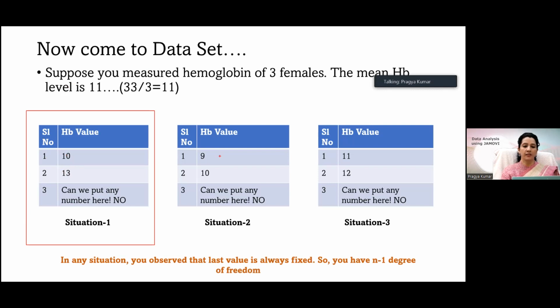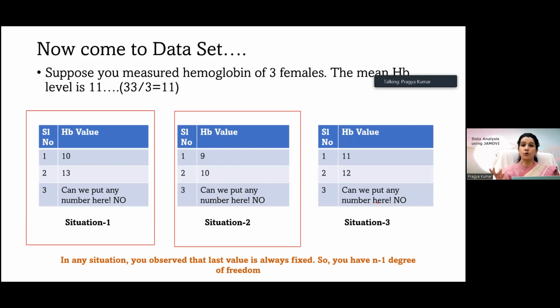Similarly, now focus on the second situation, 9 and 10. Again on the third, 11 and 12. So in all these three options, do you have any freedom for the third cell? What will be your answer? No. So in any situation, you observe that the last value is always fixed.